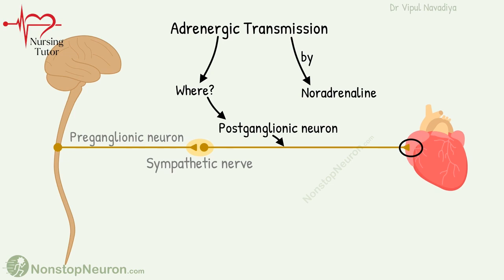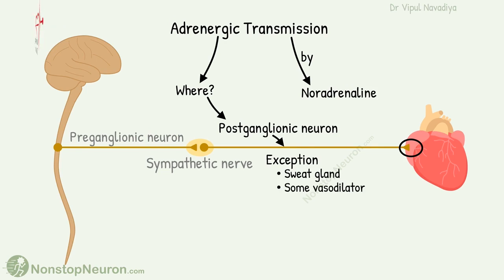However, not all postganglionic sympathetic neurons show adrenergic transmission. There are some exceptions, like sweat glands and some vasodilator fibers. Certain areas of the brain also show adrenergic transmission. So this was some basics.